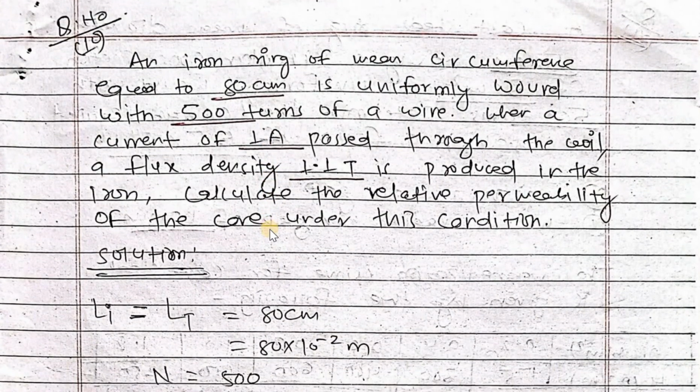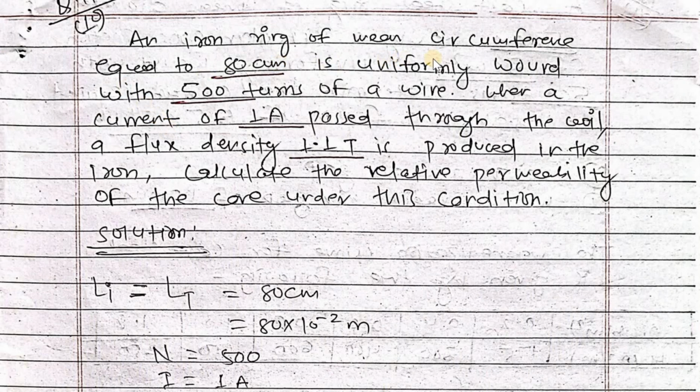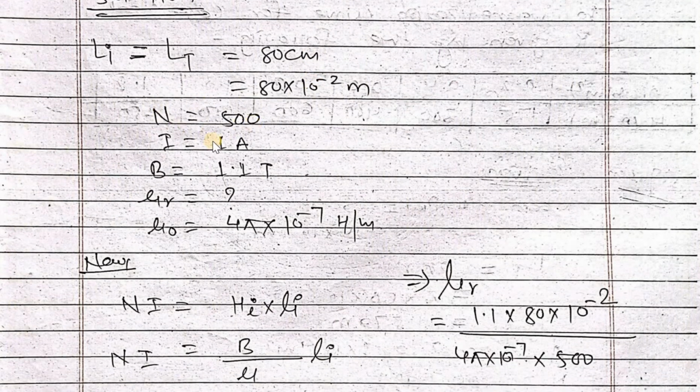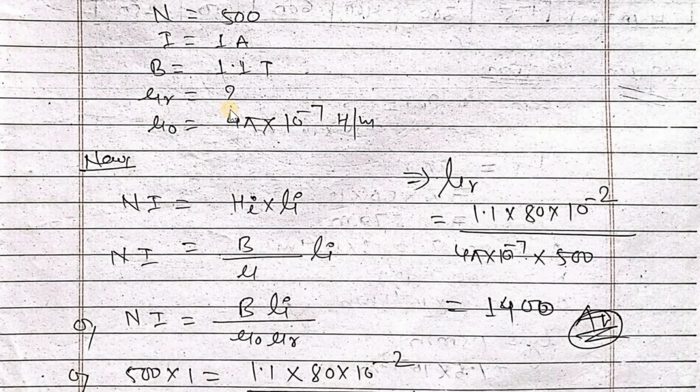Similarly, the next problem is an iron ring of mean circumference equal to 18 centimeter. It is uniformly wound with 500 turns of wire. When a current of 1 ampere passes through the coil, a flux density of 1.1 Tesla is produced in the iron. Calculate the relative permeability of the core under this condition. So Li equal to LT, 18 centimeter, N equal to 500, I equal to 1 ampere, B equal to 1.1 Tesla, and mu r equal to what?